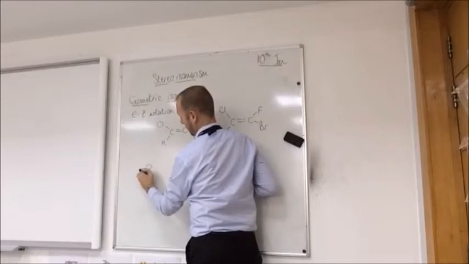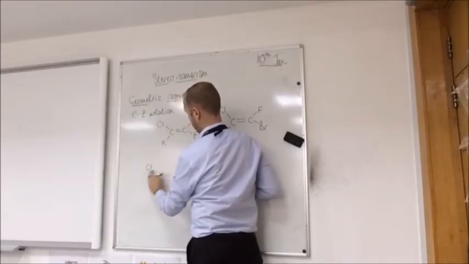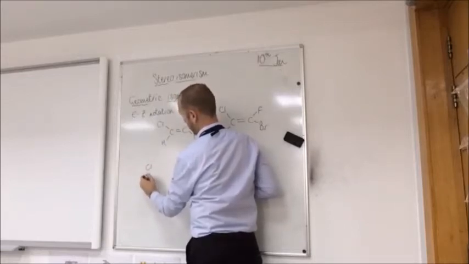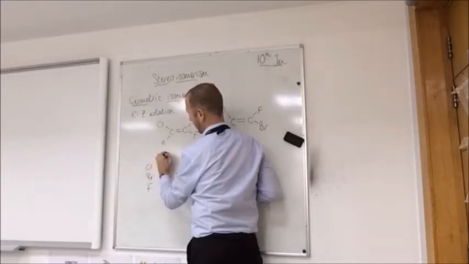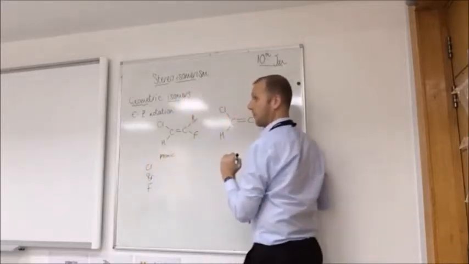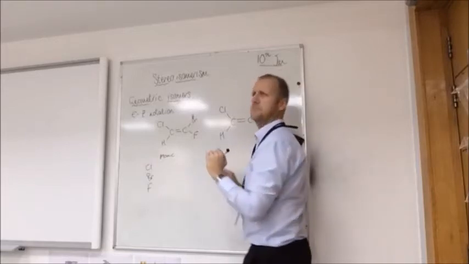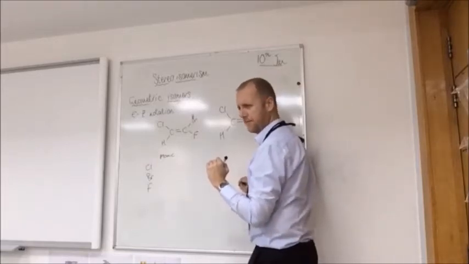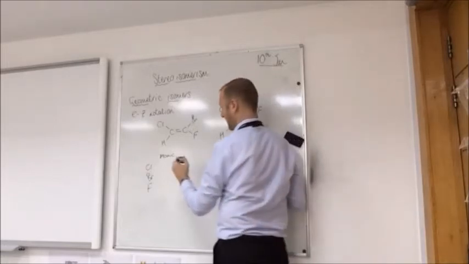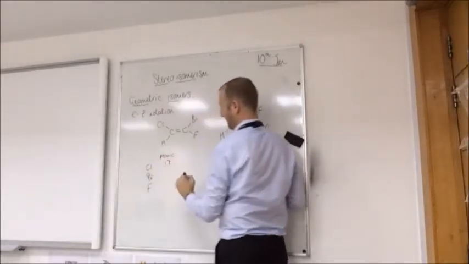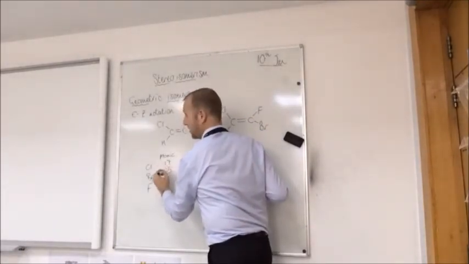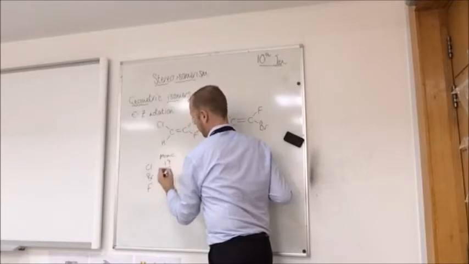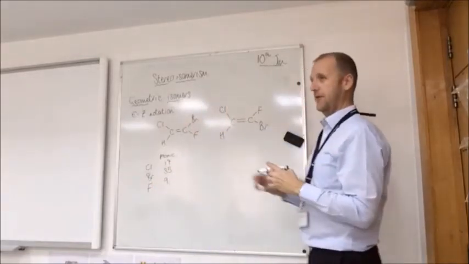We've got Cl, then we've got Br and F. The atomic number. What's the atomic number for chlorine? Someone tell me. Atomic number? 17, thank you. Okay. Bromine? 35. Fluorine? 9.